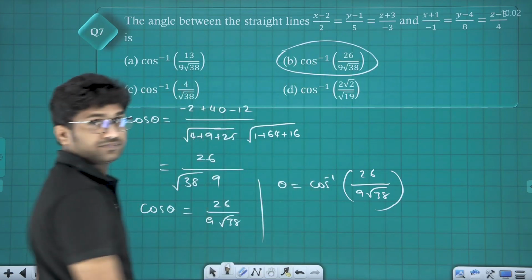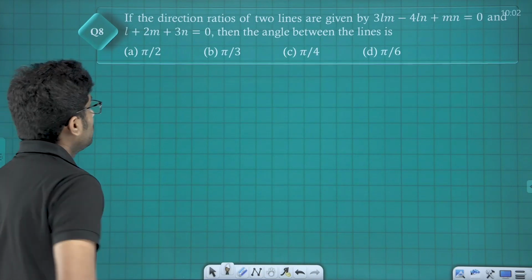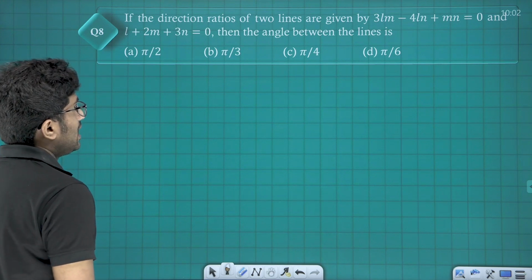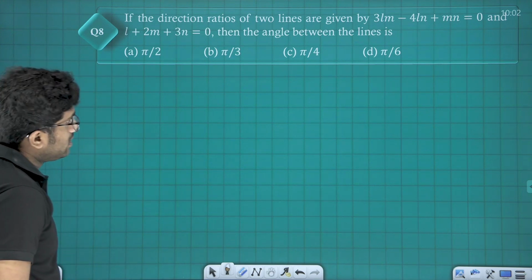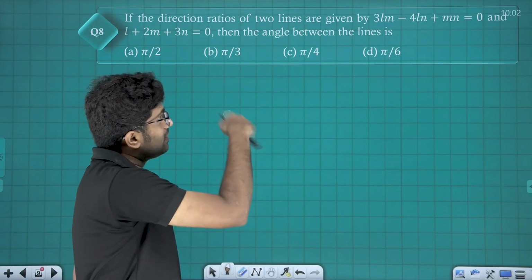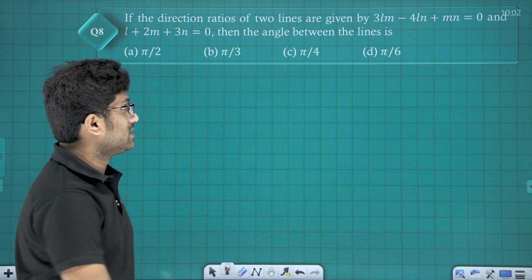Option B. Next question. If the direction ratios of two lines are given by 3lm minus 4ln plus mn is equal to 0, we have discussed a good number of questions of this model in the class itself.